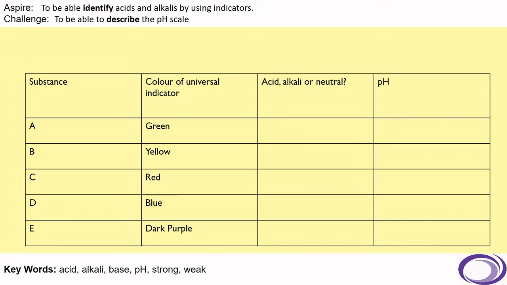So for the first one, we've got a neutral substance of pH 7. Substance B is an acid with a pH of 6. Substance C is an acid again, but it's a strong acid this time, so it's got a pH of 1. Substance D is alkaline of a pH of around 10. And substance E is an alkaline again, a strong alkaline with a pH of 14.